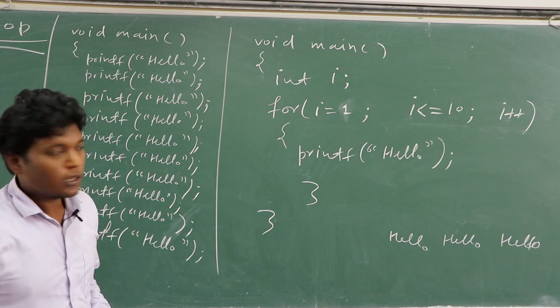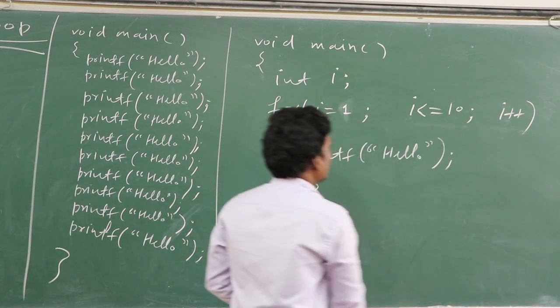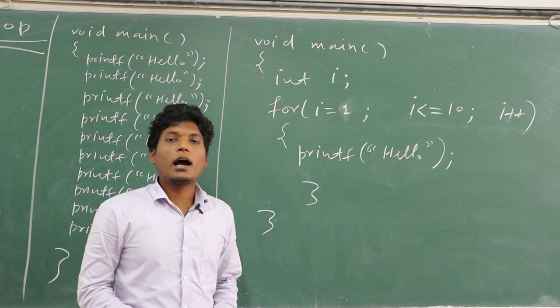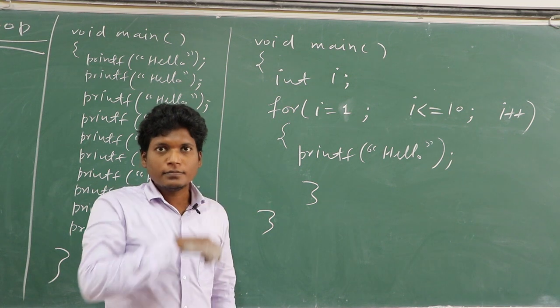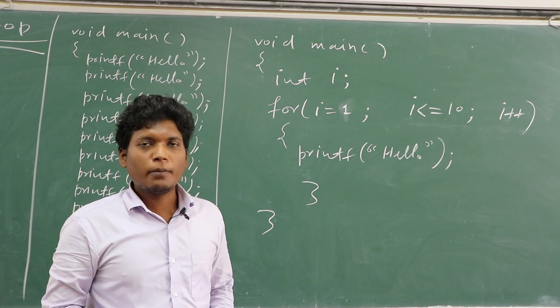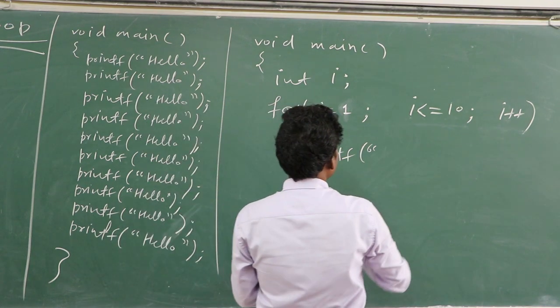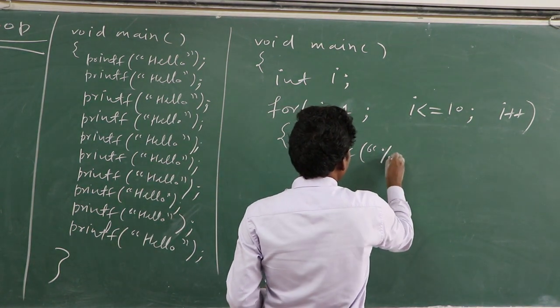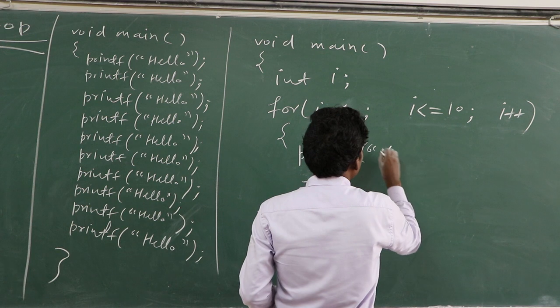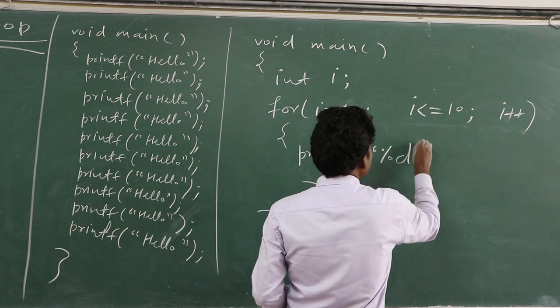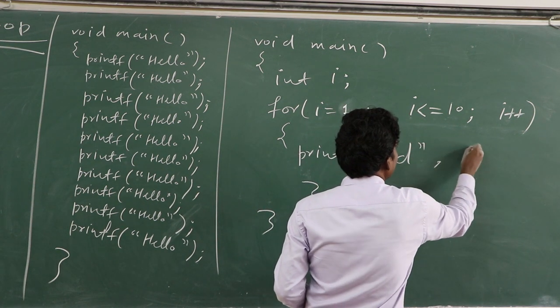Okay class, now another problem is write a program in C to print natural numbers from 1 to 10. To print natural numbers, we replace printf hello by %d, I.